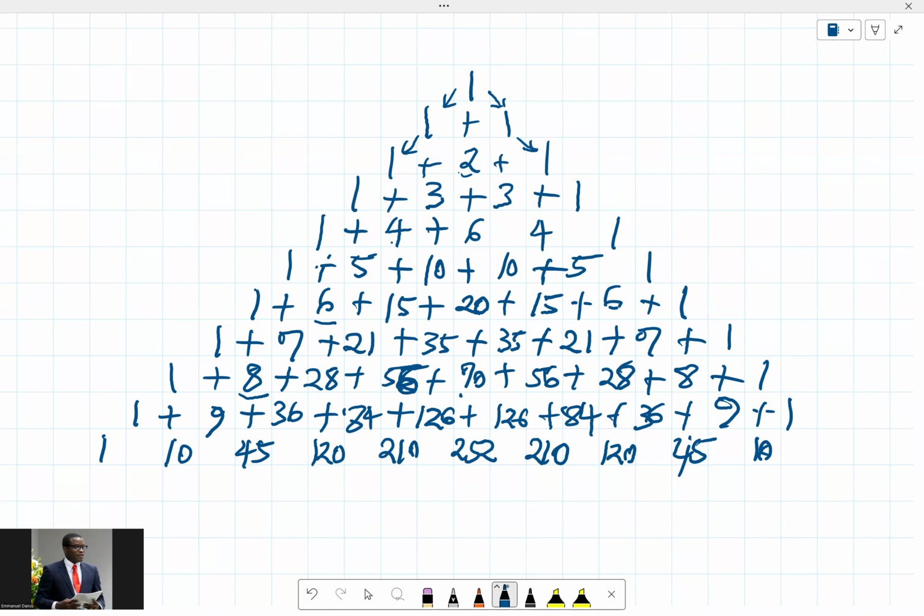Then drop 1. So you have 36 plus 9, 45. 9 plus 1, 10. Then drop 1. So that's if you have something up to power 10.